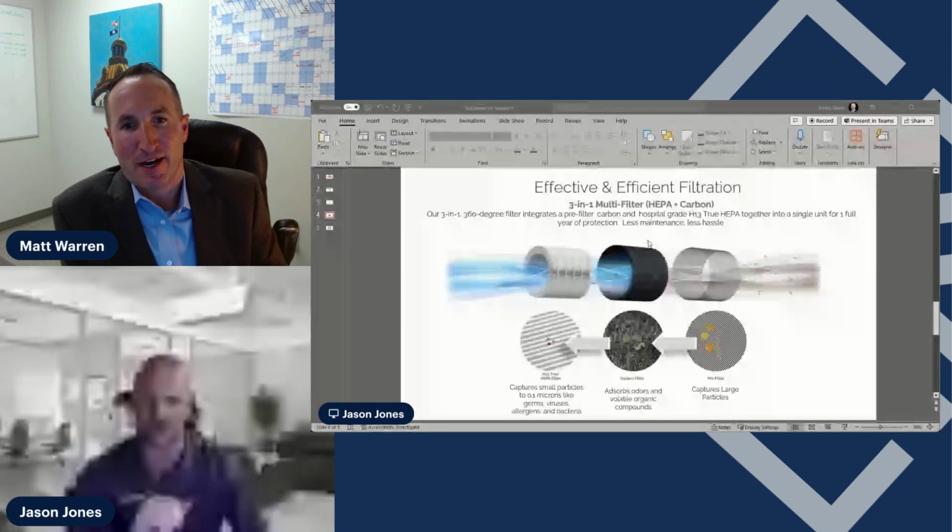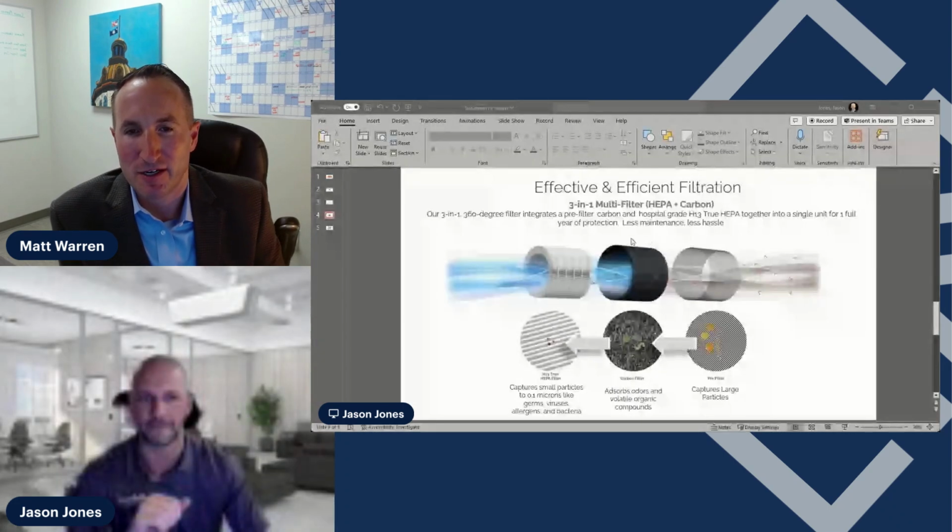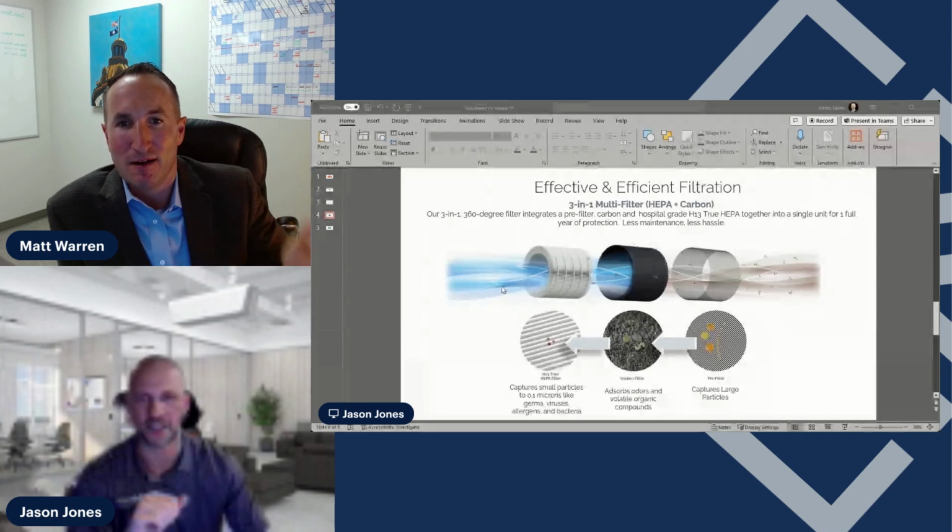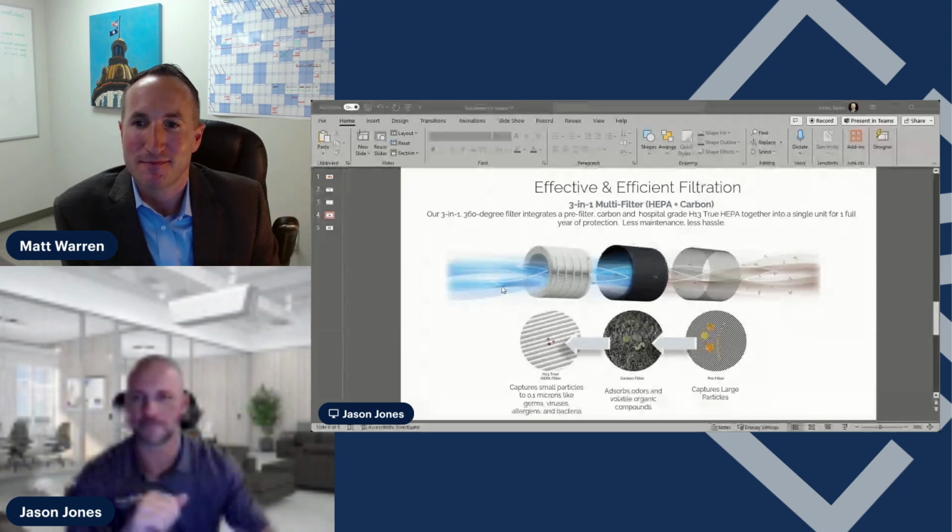That's neat. So the air there is moving from the right to the left of the screen. It is, yes. And each step of the way, it's getting more filtered, more filtered, more filtered. Exactly. Yep.